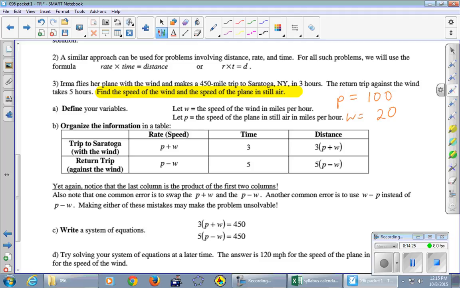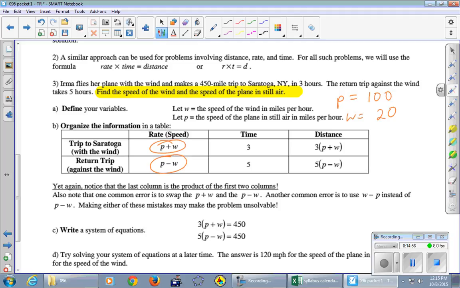P plus W. Yeah? And so this first column here is rate or speed, and with the wind, her total combined speed is P plus W. When we were going against the wind, it was 80. What is that in terms of P and W? Which minus which? It's P minus W, right? It was 100 minus 20. It wasn't 20 minus 100. It was 100 minus 20. So that's P minus W.